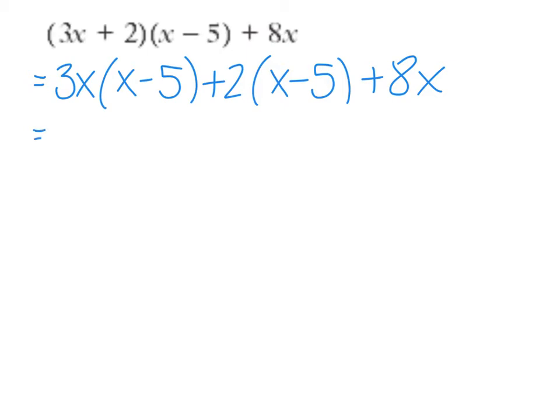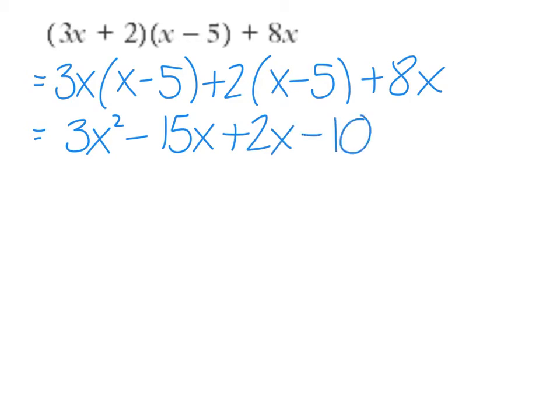So multiplying the first bracket by 3x, 3x times x is 3x squared. Take away, and then we have 3x times 5, which is 15x. Moving on to the second bracket, we have 2 times x, which is 2x, and then 2 times negative 5, which is negative 10. And again, we have this plus 8x on at the end.